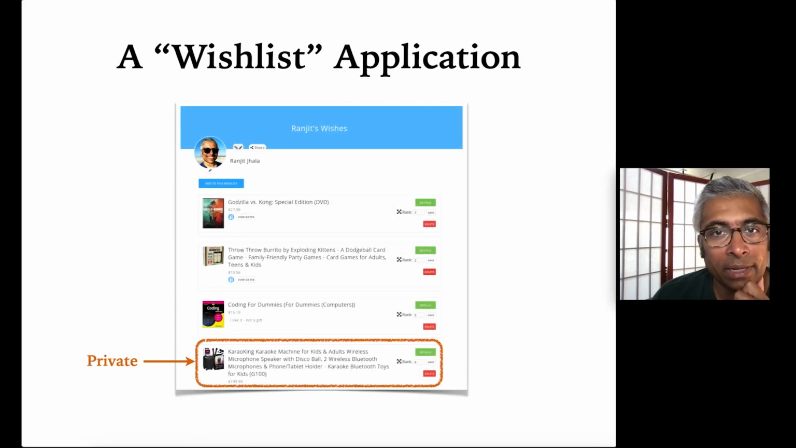So imagine I want to build a wish list application where users have their list of things they would like their friends to buy for them, for example, on their birthday. And some wishes might be public. I might want everybody to know, for example, that I love Godzilla vs. Kong because you know what? It's a great movie. And there are other things maybe I don't want everybody to know, for example, that I love karaoke. I might want to keep these things private.